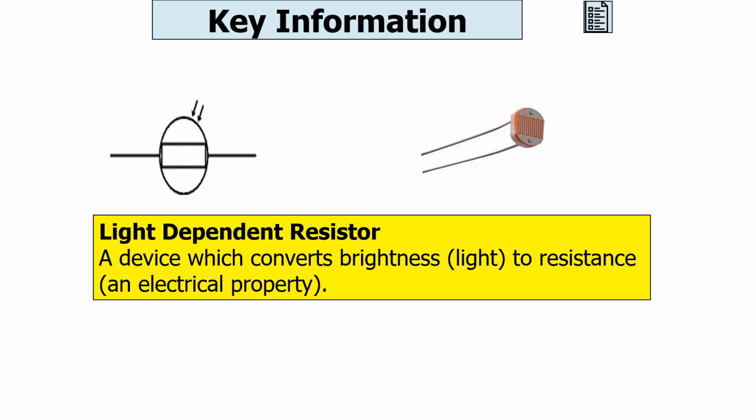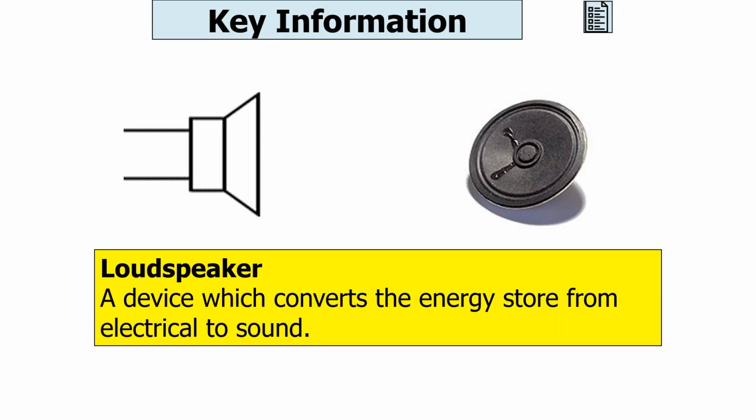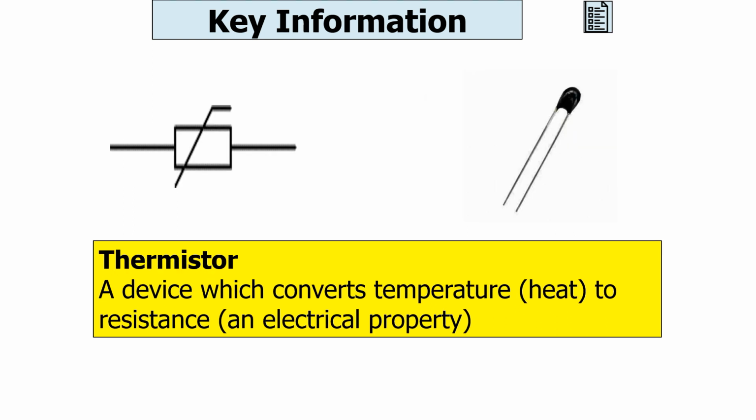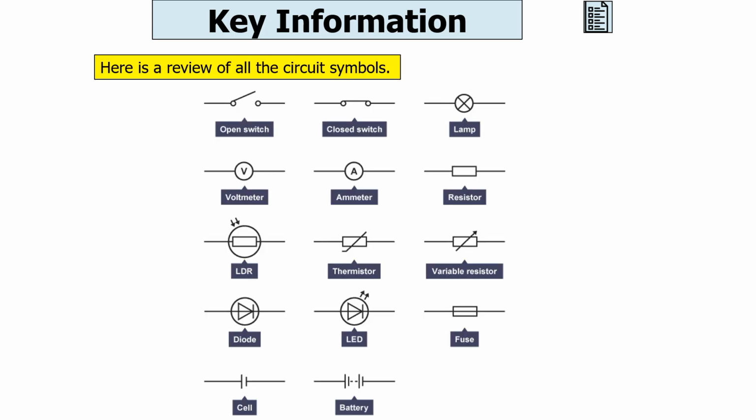The light-dependent resistor, a device which converts brightness or light to resistance. A loudspeaker, a device which converts the energy stored from electrical to sound. A thermistor, a device which converts temperature or heat to resistance. So here's a quick review of all of the circuit symbols you need to be aware of for AQA GCSE physics.